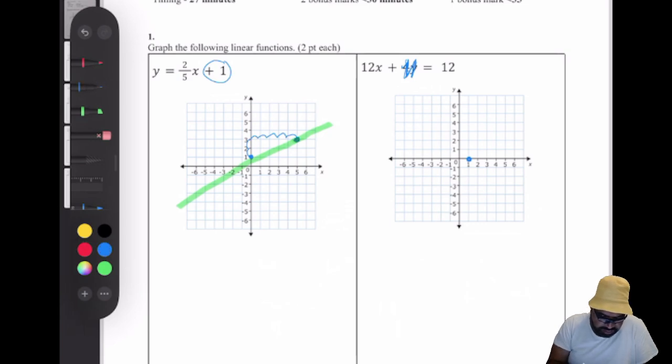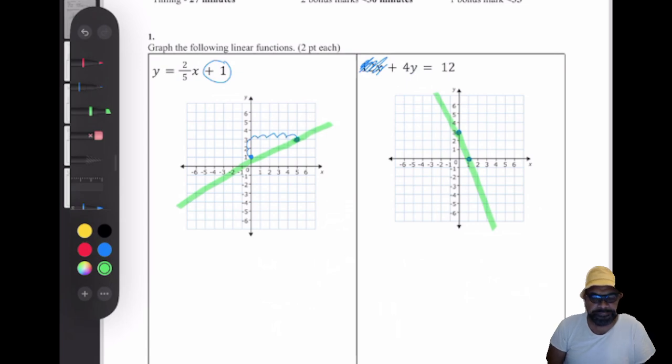Now, let's pretend x is 0. If x is 0, which number times 4 is 12? The number is 3. Then graphing over here, just go through that point. So far, okay?